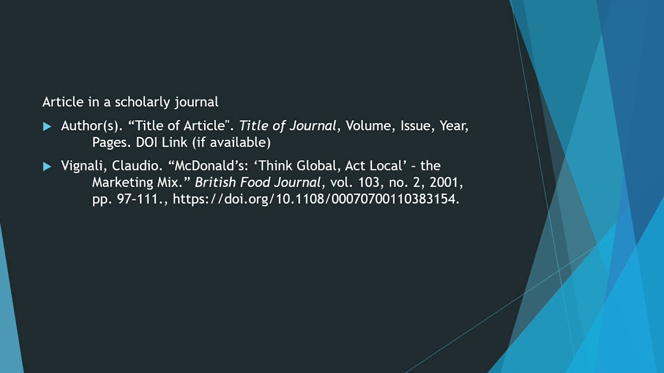Here we have an example of an MLA citation for an article in a scholarly journal, and it goes as follows: author, title of article, title of journal, volume, issue, year, pages, and DOI link if available.